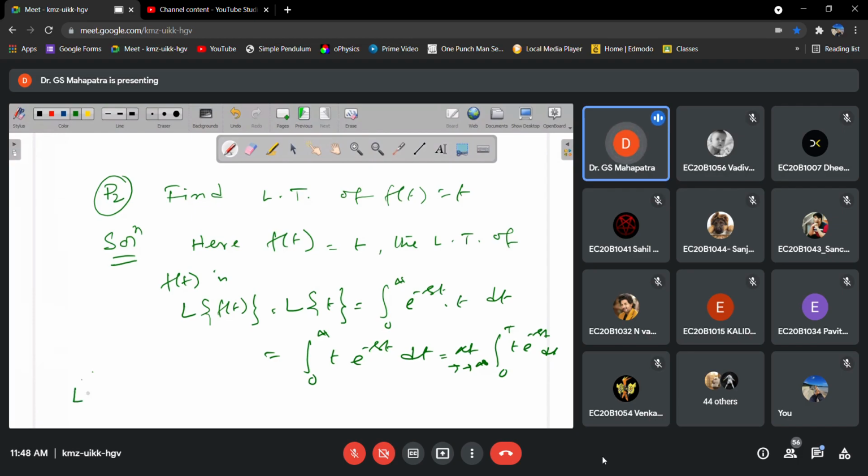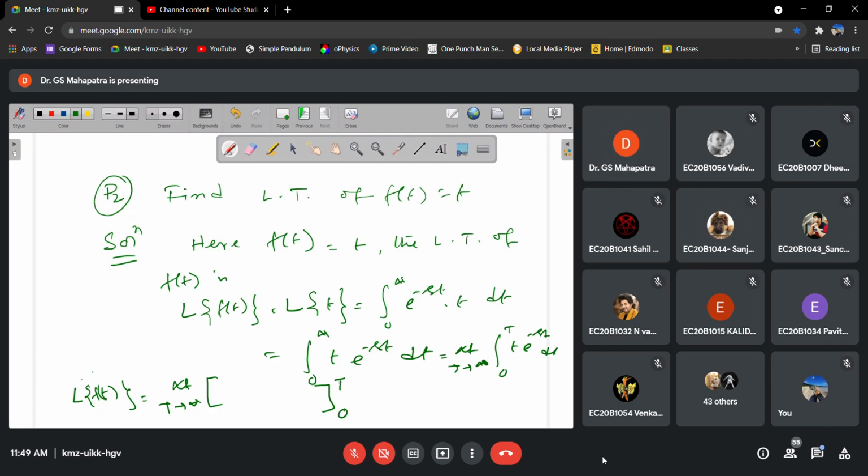So finally, L of t equals what is the answer? The limit is L tends to infinity, and the integration limits are 0 to t. What is the integration value? You know the integration by parts formula. If it were t square, then you would have to do integration by parts more times.